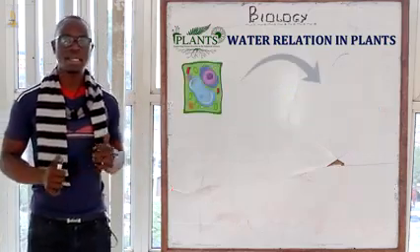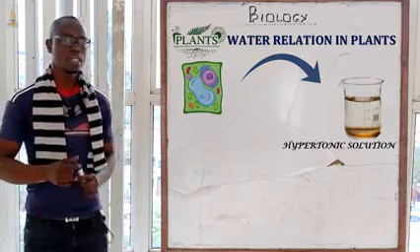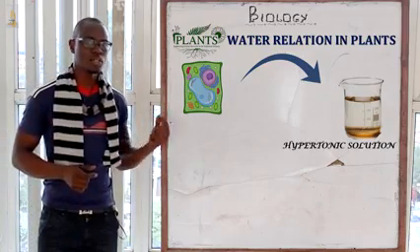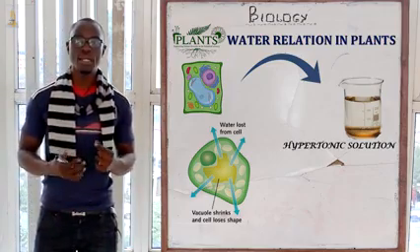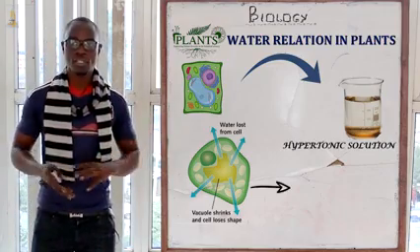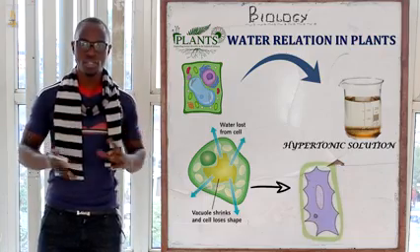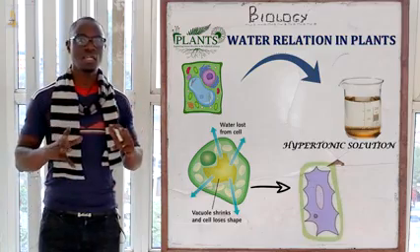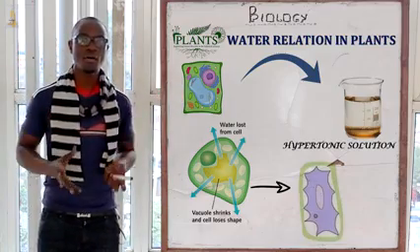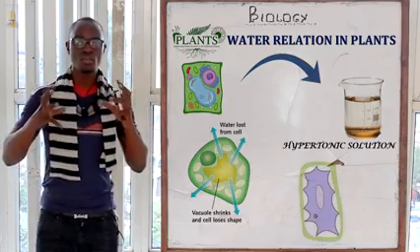So let's look at the cell. When we place the cell in a hypertonic solution, what happens? When you take this plant cell and place it in a hypertonic solution, the plant cell will lose water to the surrounding, just like the animal cell. Remember we said that in hypotonic the vacuole will expand. Now in hypertonic the vacuole will shrink. So the vacuole will lose a lot of water.